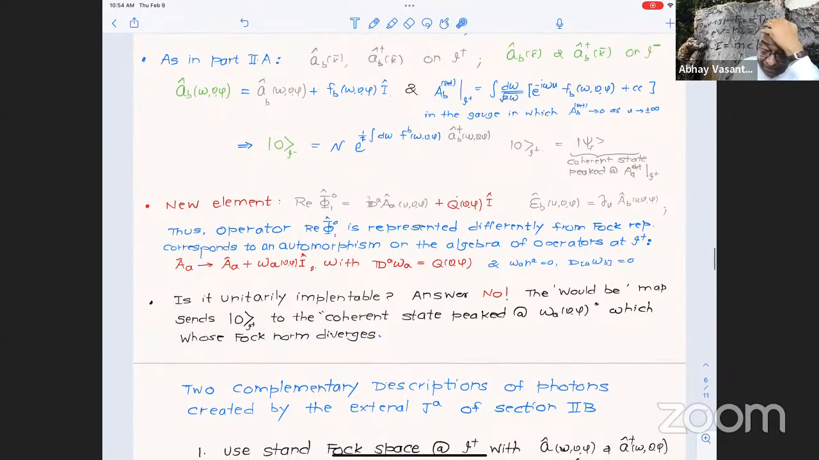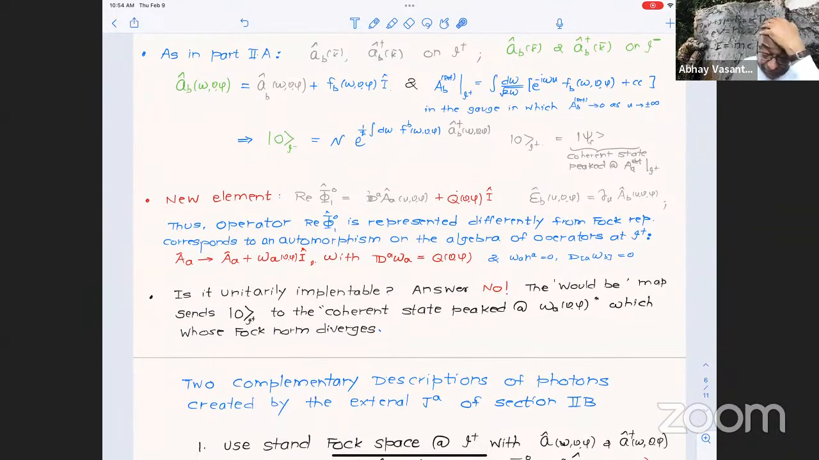But the new element is the following: in this representation, this is the Fock space, but on that I have to represent my field operators. And my field operators are phi 2 naught and phi 1 naught. There's also phi naught naught, but I'm just ignoring it for the moment. And so what happens to phi 2 naught? Well, phi 2 naught is exactly as before. It will be just given by the time derivative of A2 naught as before.